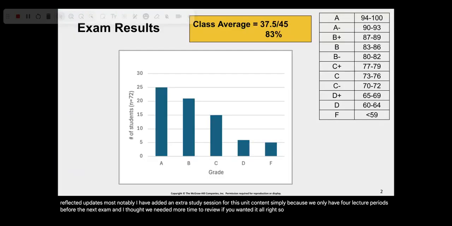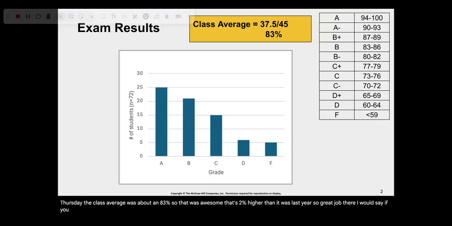All right, so the exam results, I will pass these back on Thursday. The class average was about an 83%, so that was awesome. That's 2% higher than it was last year, so great job there. I would say if you got a 35 or higher, great. That's awesome. Don't worry about your score.